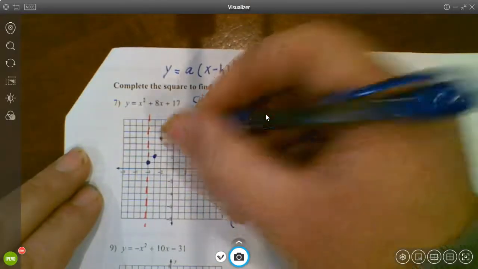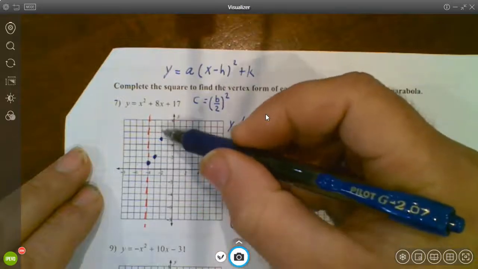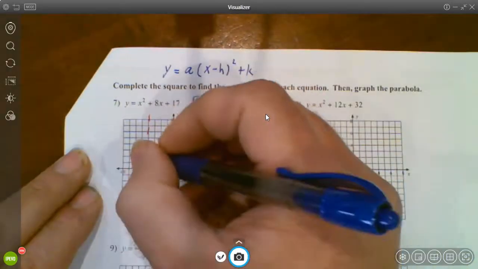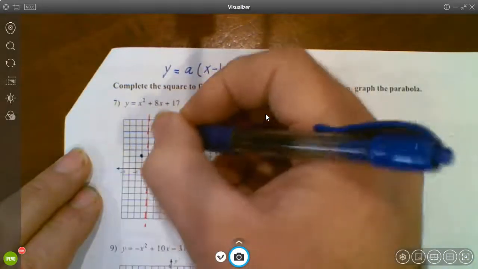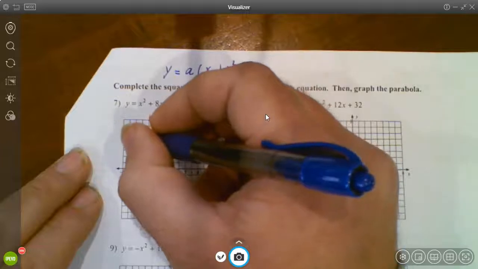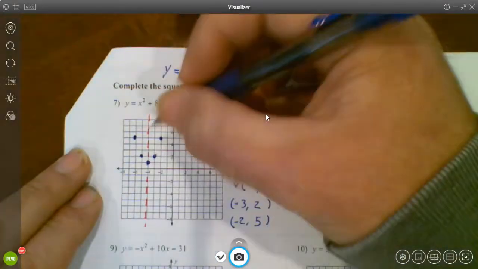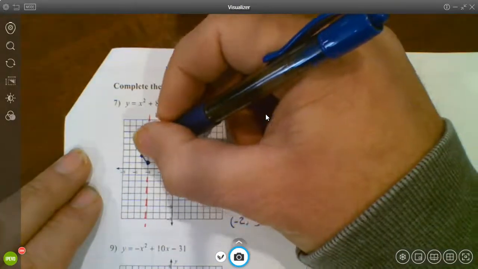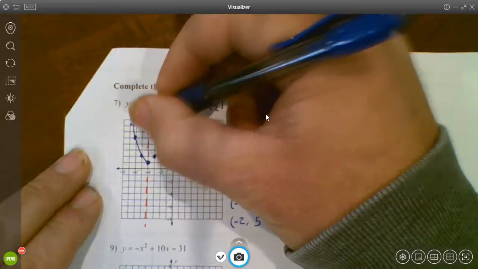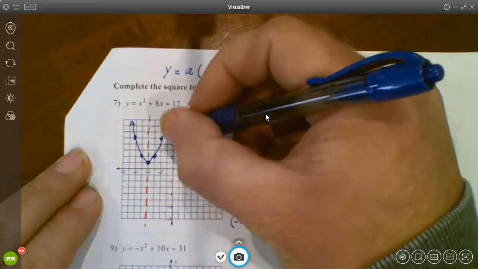And so I'm now looking at the right side of my graph. I'm going to mirror those across to this side. So now I have a nice accurate curve to draw through. And that's it.